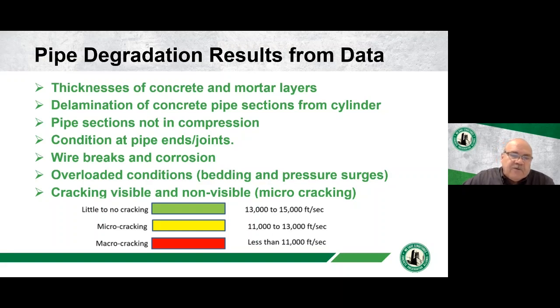We kind of know what little or no cracking should look like, and from our experience, 13 to 15,000 feet per second is probably well-functioning pipe. If that velocity drops to, say, between 11 and 13,000, that could correspond to some micro cracking in the pipe. We can identify that maybe with a yellow coating, making it easy for the engineers or the water owners to understand where the weak sections are. And if it's below 11,000 feet per second, it's even more compromised, and additional cracks may be of concern.